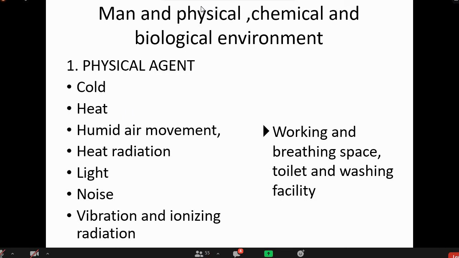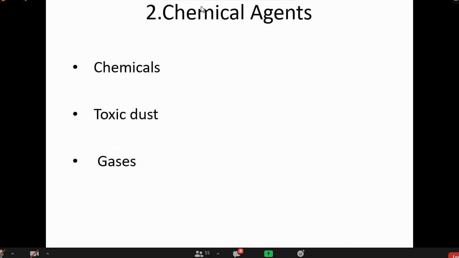Then of course the light, the noise, the vibration, and ionizing radiation. I'll be explaining this further also. And then of course working space is important, the breathing space, the toilets, the washing facility. Are they enough? Are they up to the mark, right? And then we're talking about chemical agents. So we have chemicals, toxic dusts, and gases when people are working in different factories, especially of paints and dyes. So we have to take all the precautions, right?